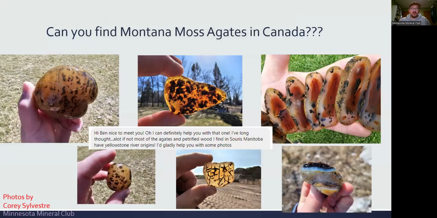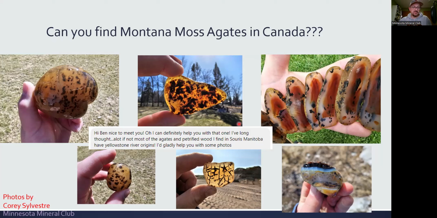So I went through then to try to find some more information and contact some people to get some photos to prove that these agates that people are finding in Source are Montana in origin. And so I was able to get into contact with someone named Daniel McKay, who put me in contact with Corey Sylvester, who does a lot of picking in the agate pits in Source.